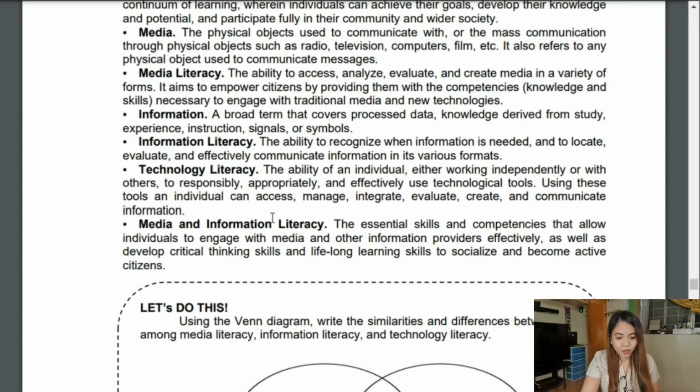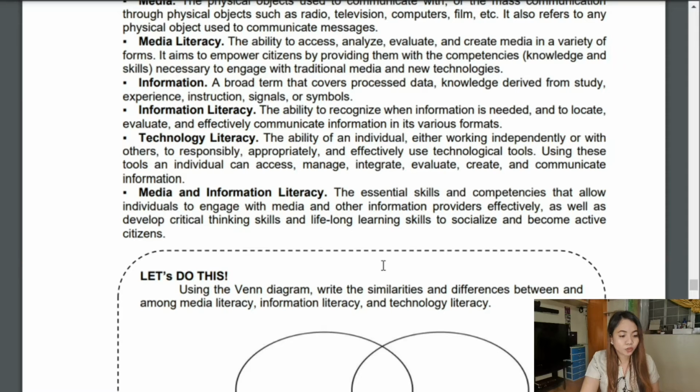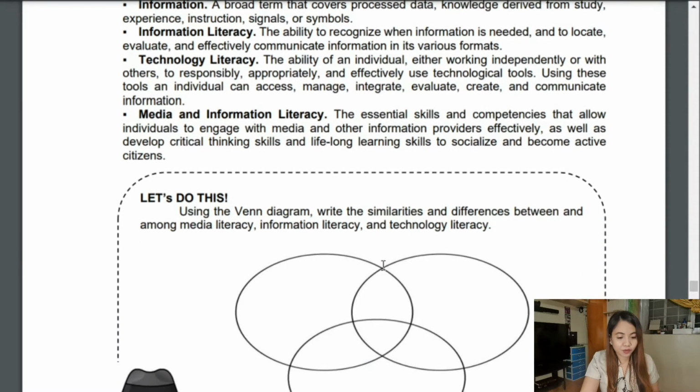Okay, so overall, when you say media and information literacy, these are the essential skills and competencies that allow individuals to engage with media and other information providers effectively, as well as developing critical skills and lifelong learning skills to socialize and become active citizens.